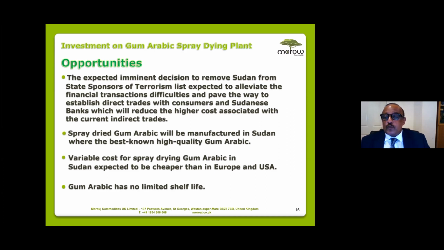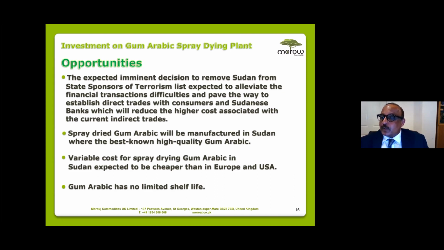I know most of the speakers today highlight the importance of lifting the sanctions from Sudan. So I just hope this happens as soon as possible. And as we know, this is also going to help the financial transactions, which can be done directly with the Sudanese banks, and help reduce the costs that result from conducting trades via other countries. That is exactly what's happening now in trade.